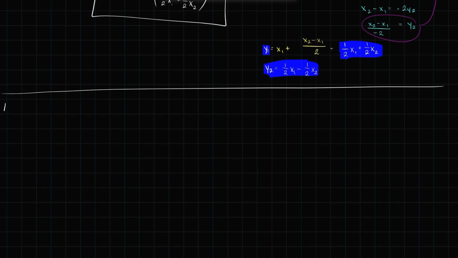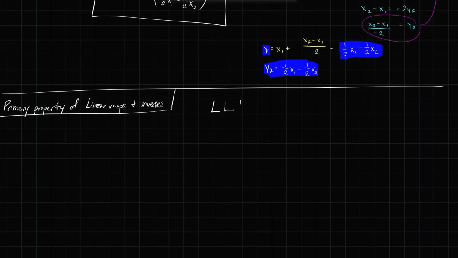Let's go through our final property. This is the primary property of linear maps and inverses. We always have that L of L inverse of a vector x is itself, and L inverse of L of a vector x is itself. This in some ways defines what it means to be an inverse.